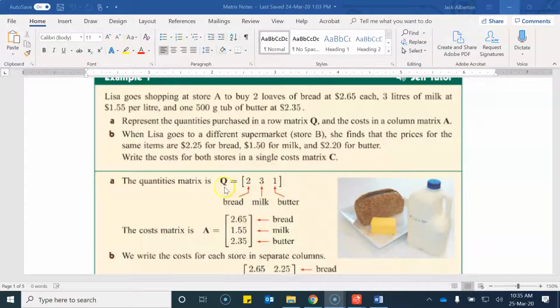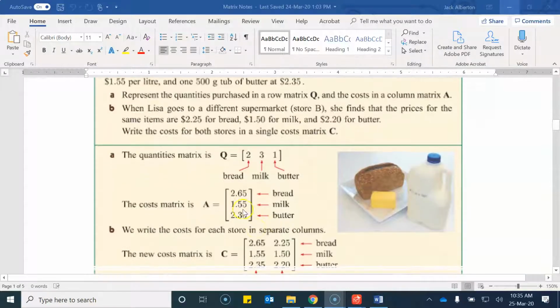And notice how they've labeled it Q. They wanted you to represent the quantity in a row matrix Q. You could call the matrix whatever you want; they've just called it Q. Can anyone guess what the Q is standing for in this situation? Quantity. Yeah, quantities. And then they've called the cost matrix A. Again, you could call the matrix whatever you want to call it.